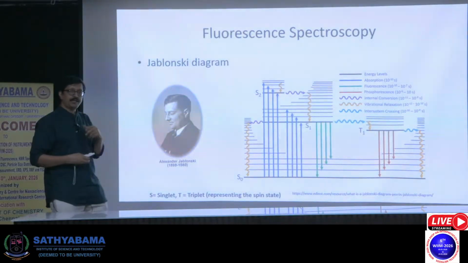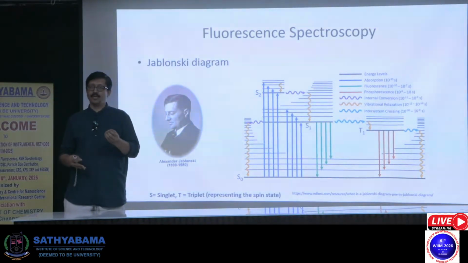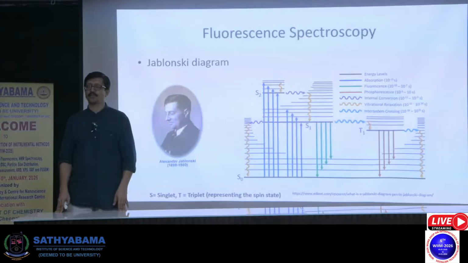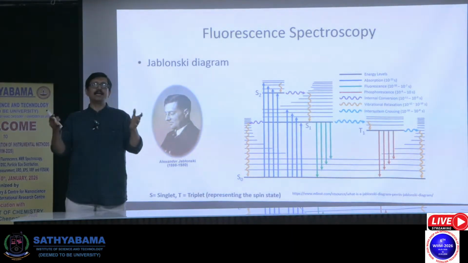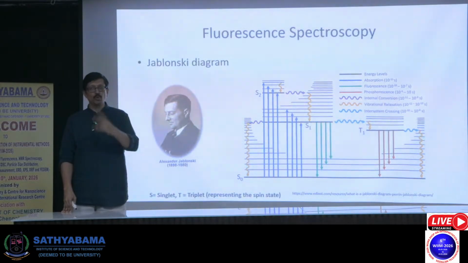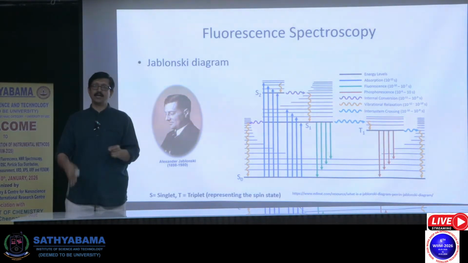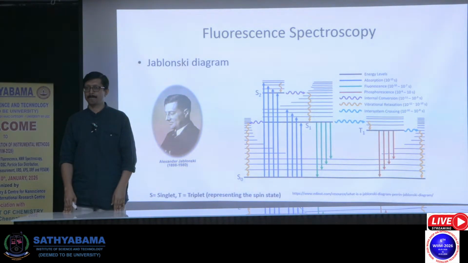So once it absorbs, the electron is in the excited state. Then the possibility is that it has to come down by giving out energy, right? So in what way can this give out energy? There are only two ways. One is radiation, another one is non-radiation.